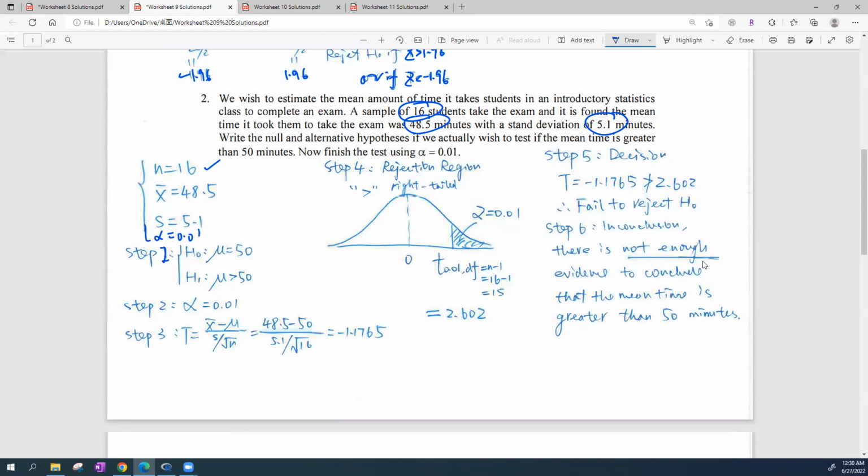So same thing, step 1, null and alternative hypothesis. Population mean is greater than 50, so mu larger than 50, and then the null is always equal, so just change the sign, and then the hypothesis value is always the same, so mu equals 50. That's null and alternative hypothesis. And step 2.